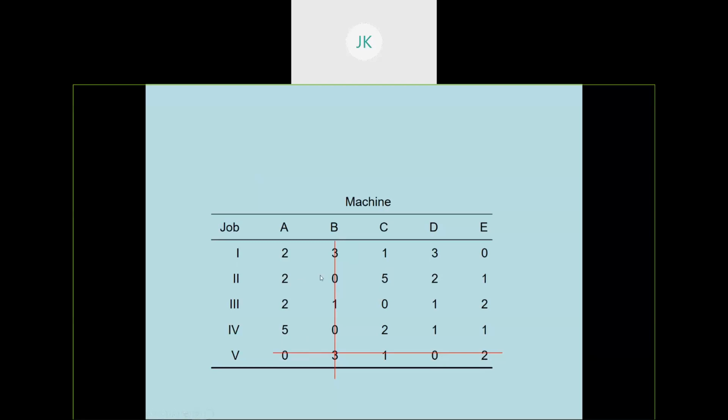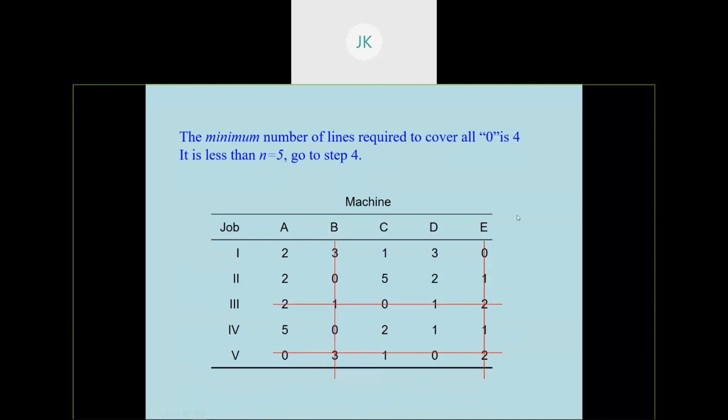And then here and here there are 2 zeros remaining. It doesn't matter if you use a horizontal line to cover this one, or vertical line to cover this zero, or this one using a vertical line or horizontal line. It doesn't matter. Anyway, use whatever horizontal or vertical to cover remaining 0 here and here. Okay, I used 4 lines, 1, 2, 3, 4. The minimum number of lines required to cover all 0 is 4, but n is 5.